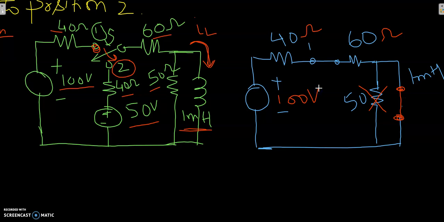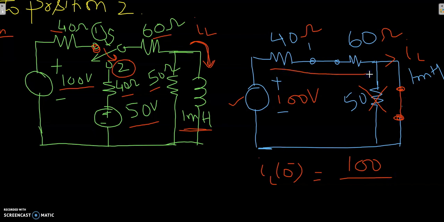So the current that would be flowing in the inductor, IL, let me call it IL(0-), basically just before the switch has been moved to position 2. The current flowing through the inductor is given by 100, the voltage, divided by the sum of these two resistances which are in series: 100 divided by 60 plus 40, which is 100. So this equals 1 ampere.